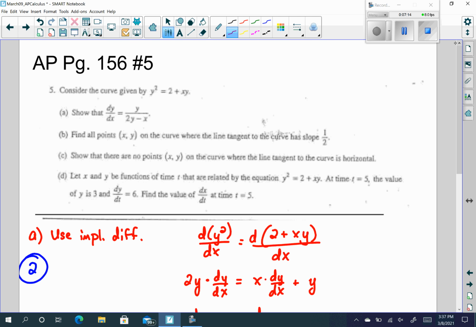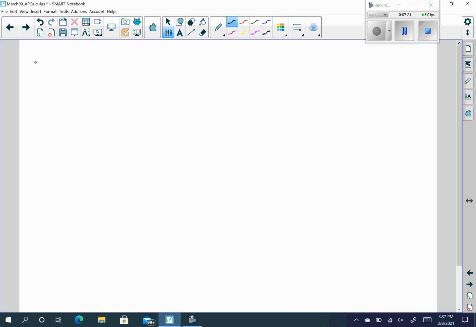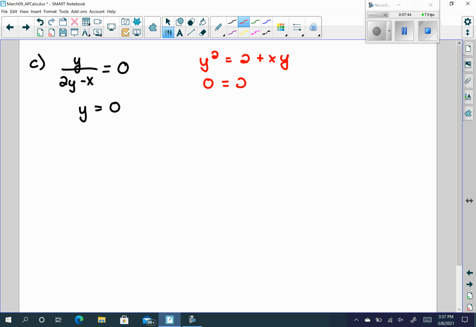Let's go back up to part C. Show that there are no points x, y on the curve where the line tangent to the curve is horizontal. So for part C, we're going to take our derivative, y over 2y minus x. If it's horizontal, that means it's going to equal 0. So if I cross multiply here, I'm just going to get y is equal to 0. Then if I go back to the curve, which is y squared equals 2 plus xy, I'm going to get 0 is equal to 2, which doesn't make any sense.